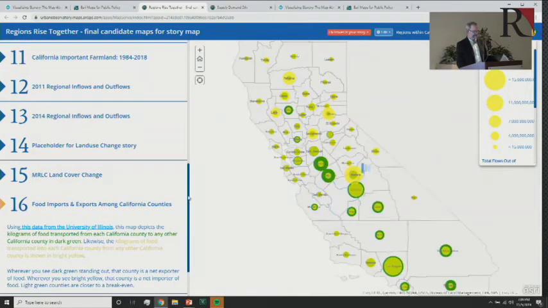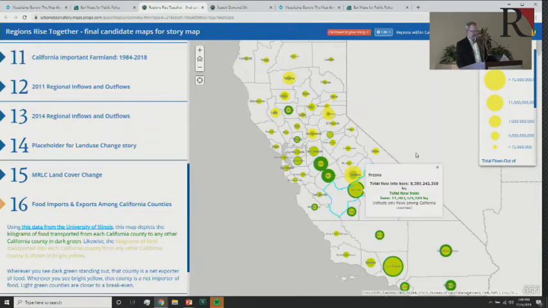This was a surprising map. Food imports and exports among California counties. The University of Illinois just published this. We grabbed it and we mapped it based on inflows and outflows in kilograms of food to each county. And I was surprised to see LA County be a net exporter of food. Like, when you think LA County, do you think farms?